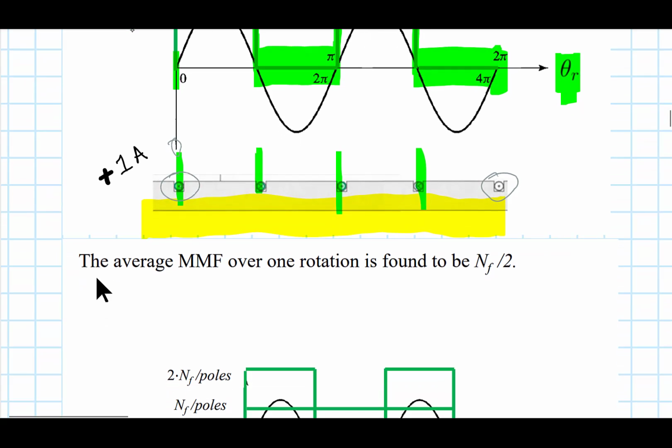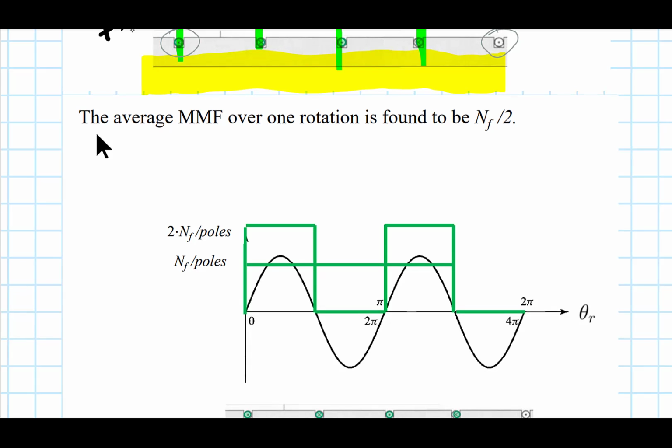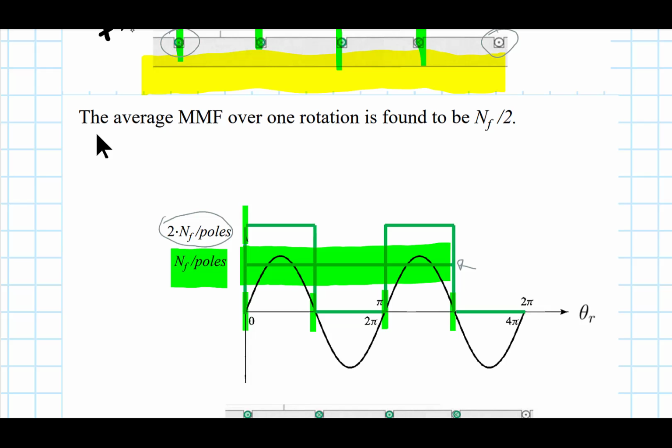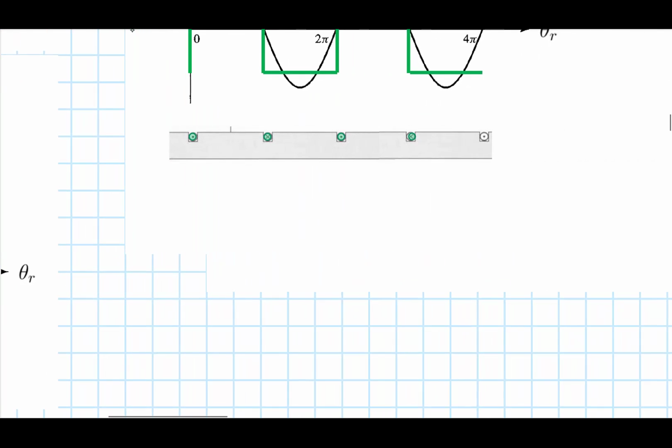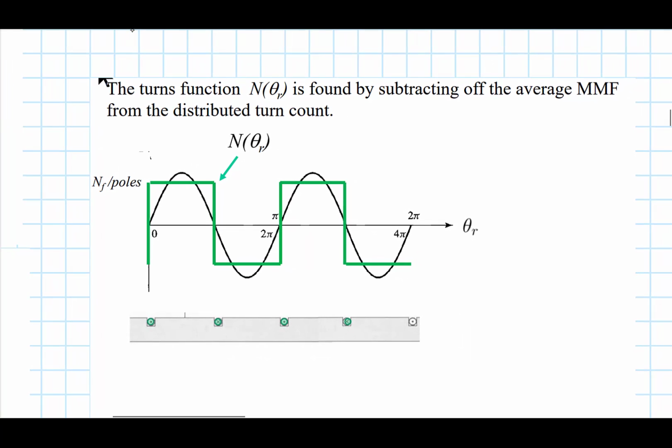And at this point, what we want to do is let's just take an average of what that MMF is that we've created. Since these distributed coil positions are equally distant and the resultant is always positive, we're going to end up having an average MMF. And that average MMF is what I'm showing by this line right here. That's 1/2 of this value. And so now it becomes NF over the number of poles. The next step is to subtract off that average from that MMF function.